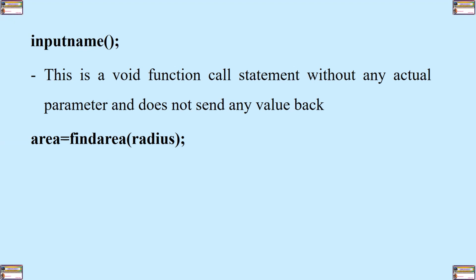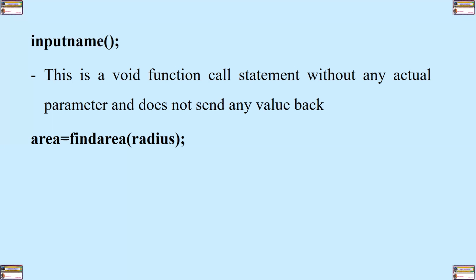So we are invoking the function called find area and passing to it one argument, a value called radius. So it is going to receive it. Once it receives our value called radius, it will perform various activities to compute the area of the circle. After computing the area, it is supposed to return it back to our call statement here.